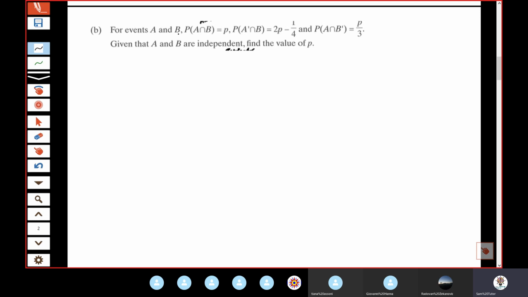All right, so for events A and B, the probability of A and B is equal to P, the probability of not A and B is equal to 2P, and the probability of A and not B is equal to P on 3, whatever, given that A and B are independent, find the value of P. The fact that they're independent events means they don't depend on each other.